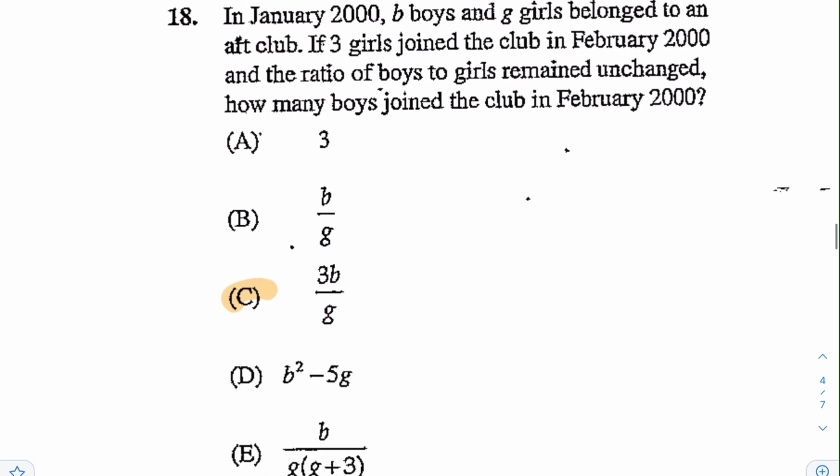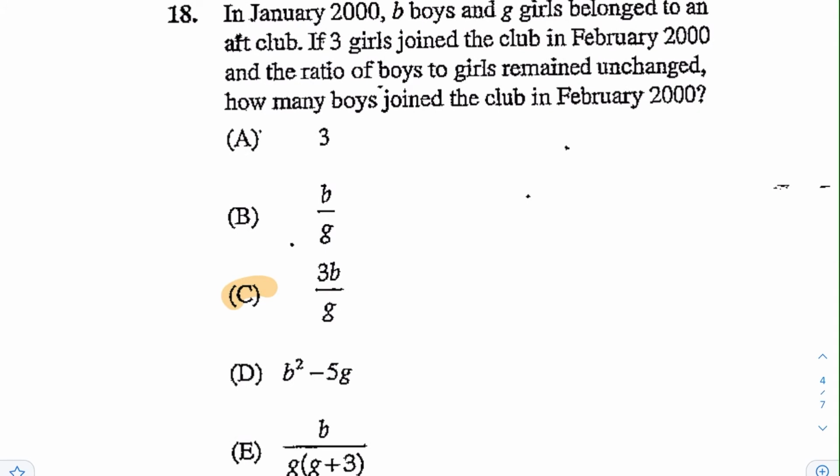Next for number 18. In January 2000, B boys and G girls belonged to an art club. If 3 girls joined the club in February 2000 and the ratio of boys to girls remained unchanged, how many boys joined the club in February 2000? So here, you know that in January, you have B boys and G girls. Now, if 3 girls joined in February and then the ratio remained unchanged, you want to figure out how many boys joined the club as well.